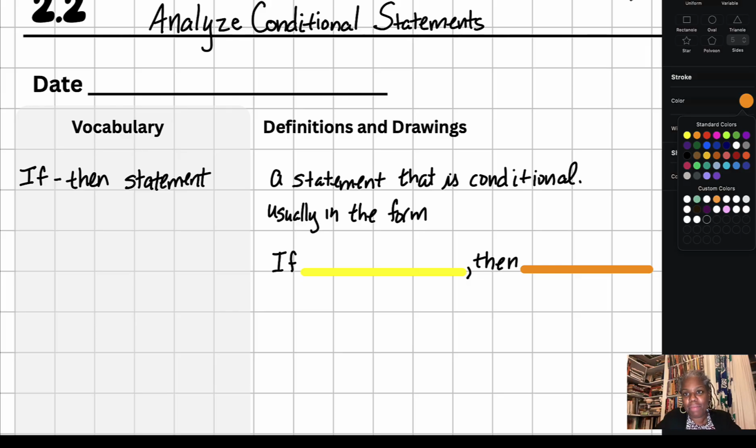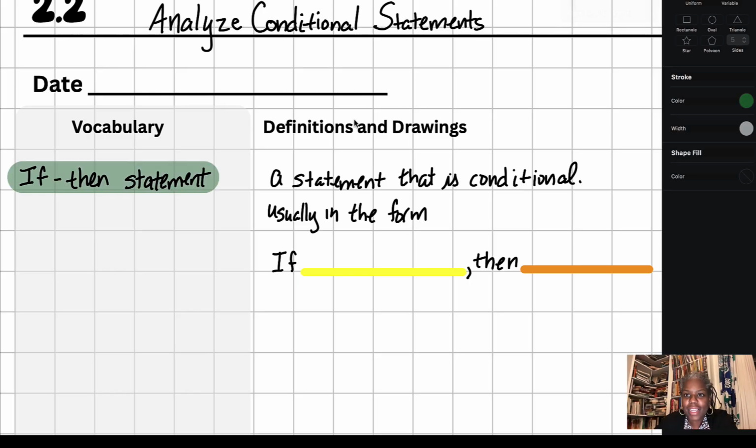If-then statements are going to be important in what we're going to talk about this whole section. Make sure and copy this down. So our if-then statement is sometimes called a conditional statement, right? It's a conditional statement written in this specific way of if-then.